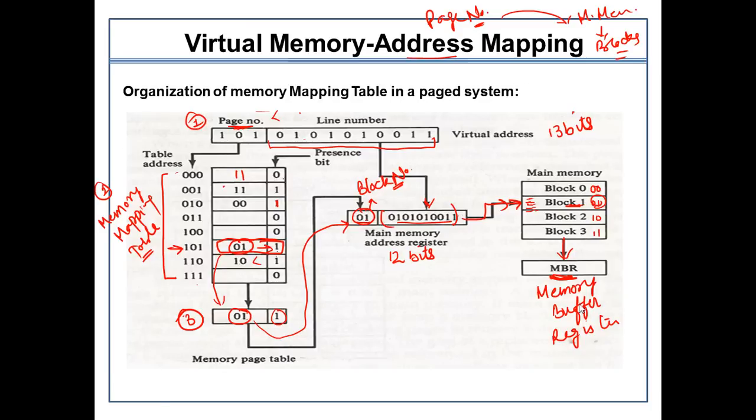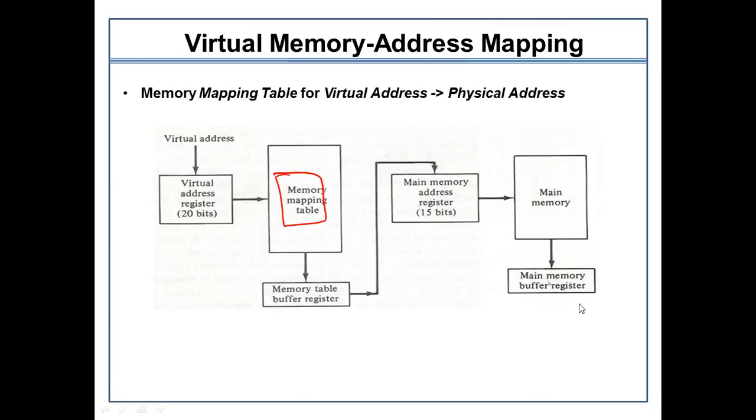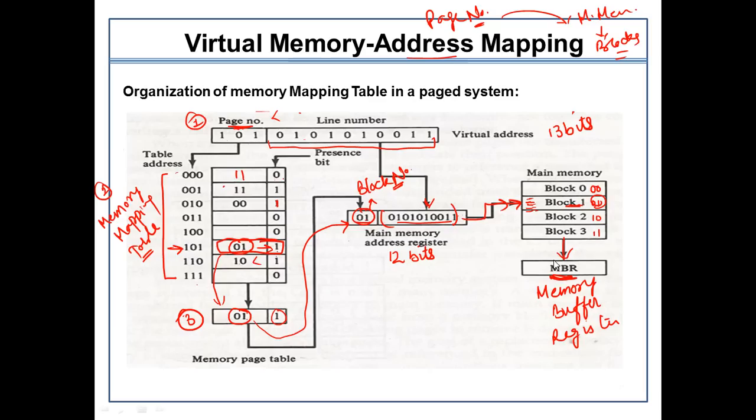This particular concept is actually this diagram only. We have a virtual address register, right? Then we will use a mapping procedure. Whatever the outcome of this mapping procedure is, we will store it here. Then the main memory's address will be generated, and accordingly we will start fetching the data in the main memory. And lastly, the main memory's buffer register will consist of the required data.